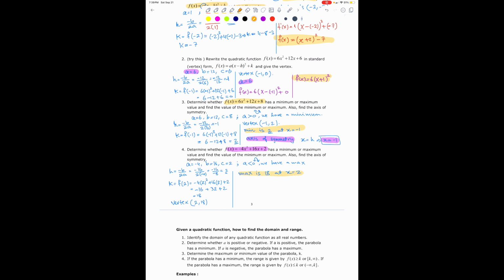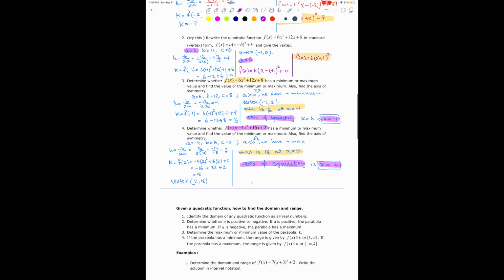Next, we're going to find the axis of symmetry. So the axis of symmetry is x equals the h value, which is in this case 2. So that is the axis of symmetry. And that is how you're going to use the vertex to determine all of these values.